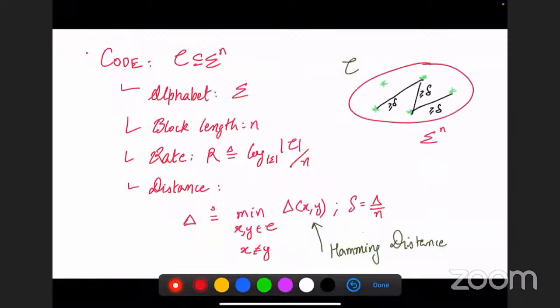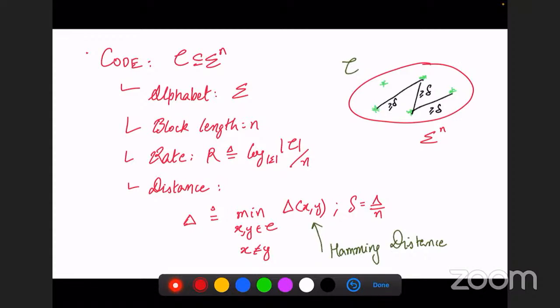I guess most of us know what a code is, but nonetheless, to do a quick recap. A code for us is just going to be a collection of points in sigma to the n, where the alphabet is sigma and the block length is n. The rate of the code is the thing which we all know. It's the amount of information you can send in bits per bit. So that is just the log of the size of the subset by n.